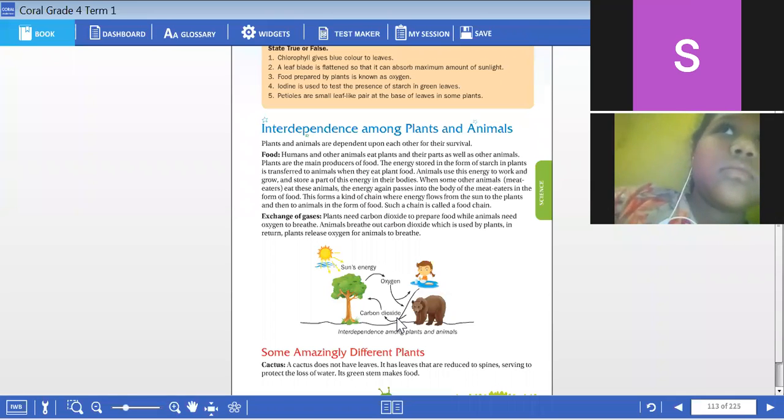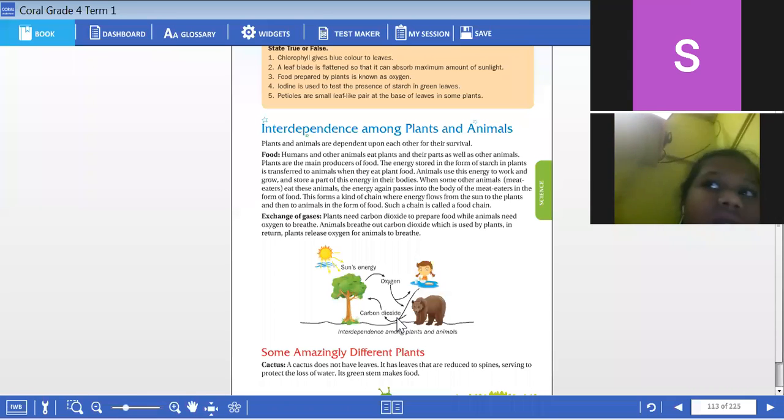But how will a flesh-eating animal get energy? Suppose a lion and a tiger, they won't eat plants, no? Do lion and tiger eat plants, children? Respond to my questions through the chat.